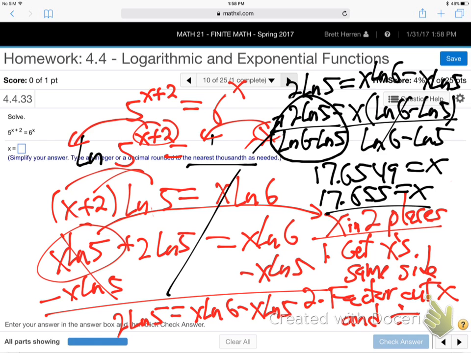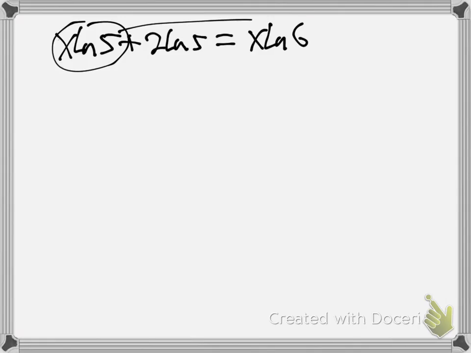So here, let me go to a new screen. This is getting messy. Where were we? So we were at 2 ln 5 equals x ln 6 minus x ln 5. Let me go back here. Let me just do this one more time. So you just grab this, jump it over here. I'm just going to redo that ending again.